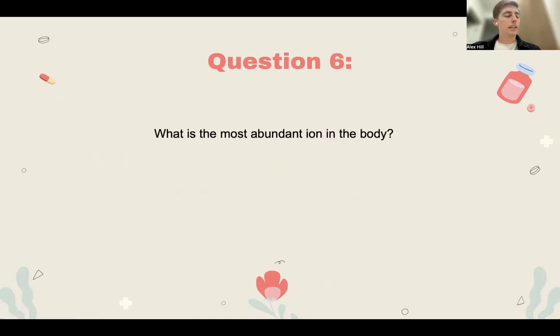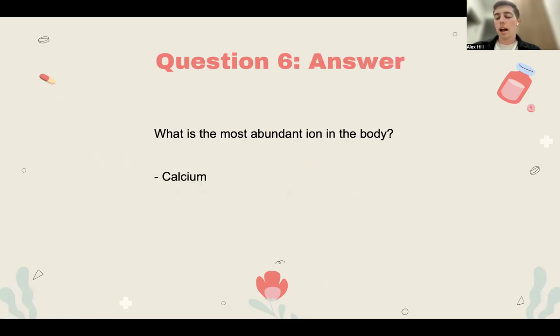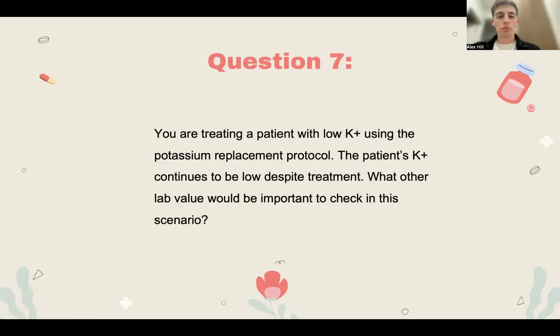What is the most abundant ion in the body? So important, this isn't just asking what's the most abundant ion in the blood. It's saying in the body. So calcium. Think about all the calcium that's in your bones, in your teeth. I don't know this for sure. I think sodium, though, is the most abundant ion in the blood, but okay.